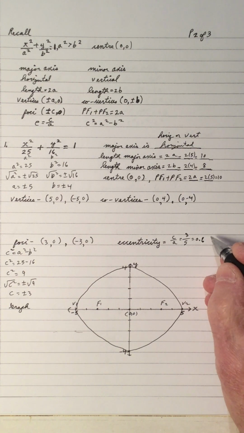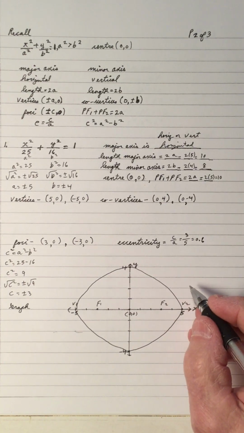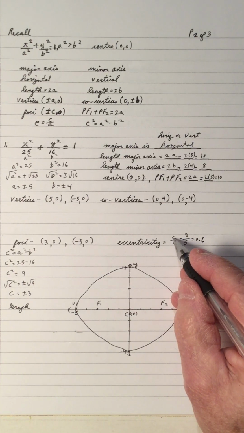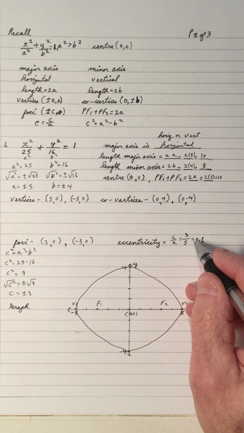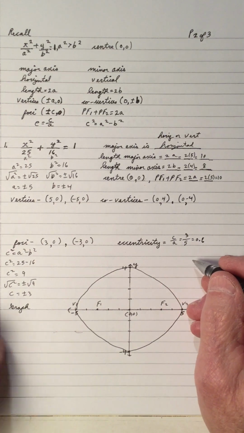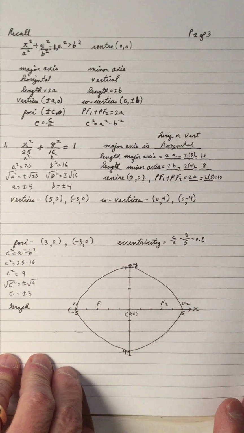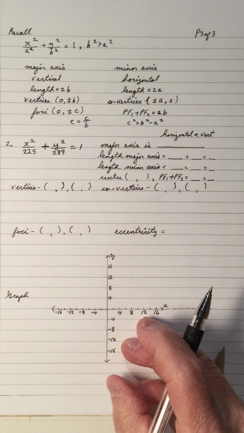So the smaller the eccentricity, the closer it gets to 0. If the eccentricity is 1, which is when c and a are equal, that means we have a line. But when you get closer to 0, you get closer to a circle. Okay, let's try another one.